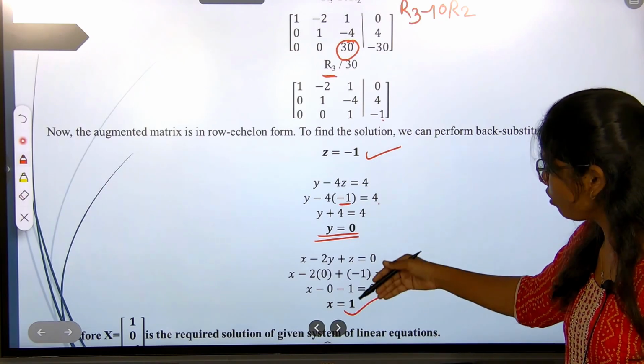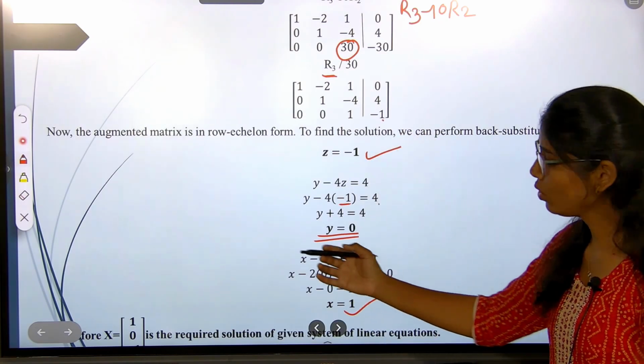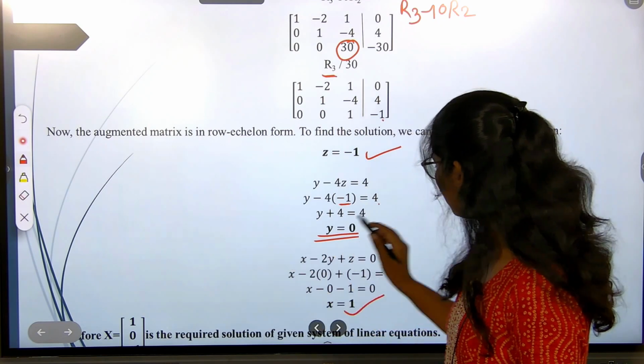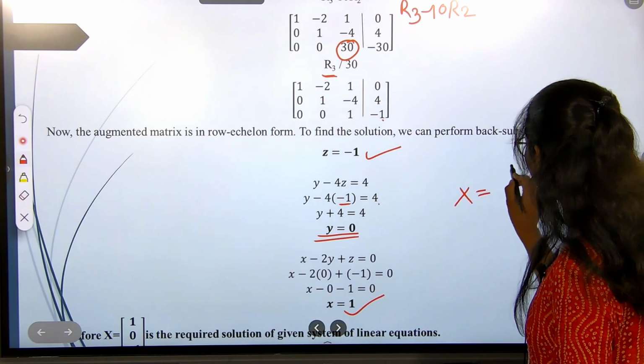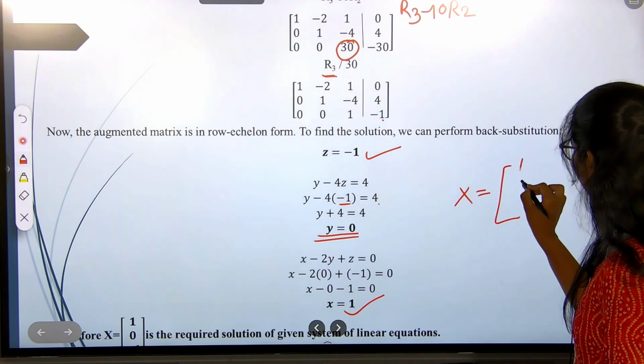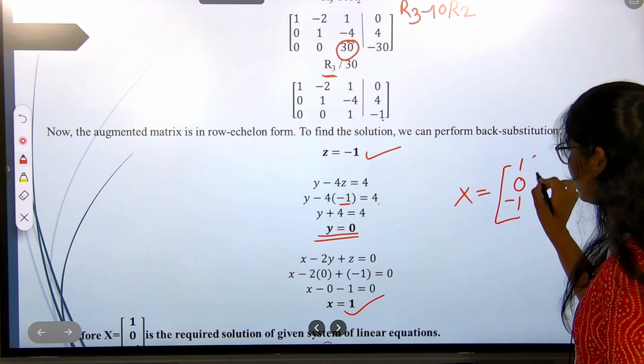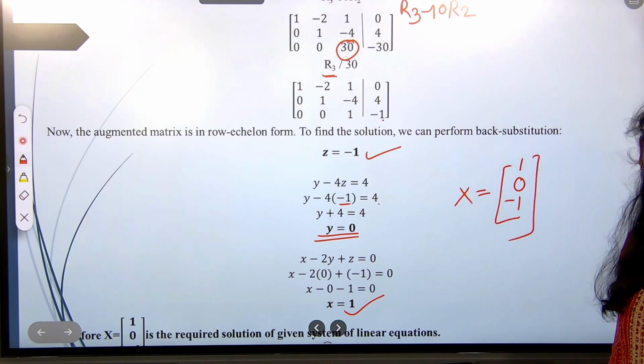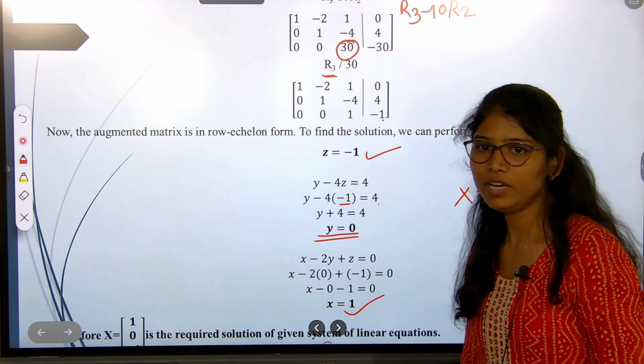So we get all values of variables. So x equals 1, 0, minus 1 is the required solution of the given system of linear equations.